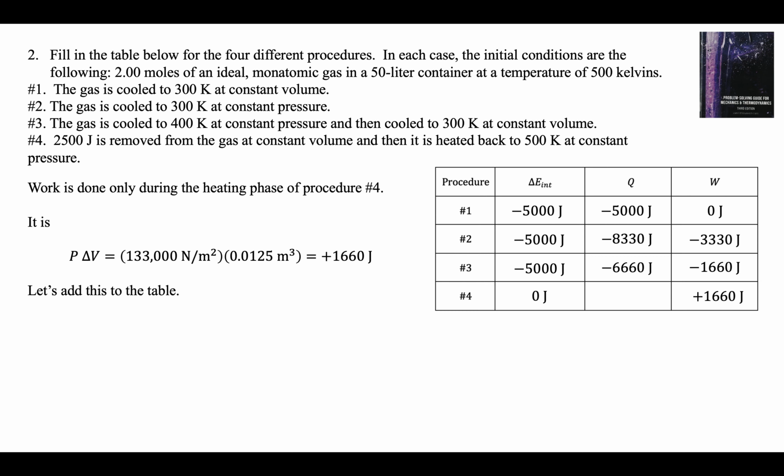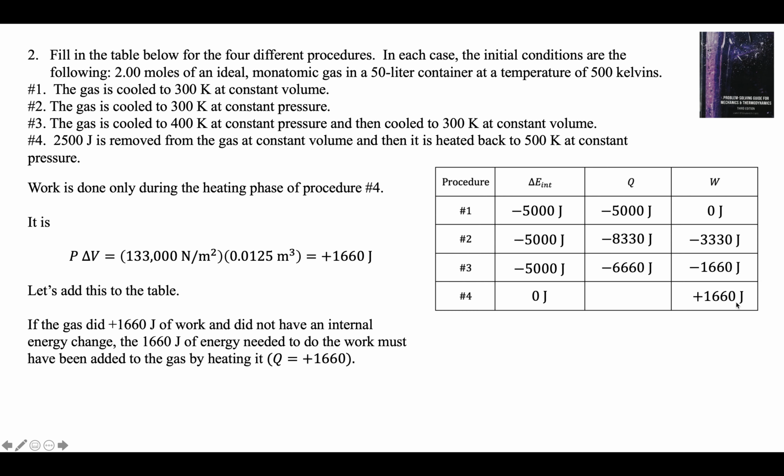Now we can think about Q. There's no change in internal energy. The gas's internal energy did not change. It did 1660 joules of work. Where did this work come from? There's only one place it can come from, and that's from adding energy through the walls of the container by heating it. So that's plus 1660. So we've got the answers, but let's do a really deep dive into this problem.